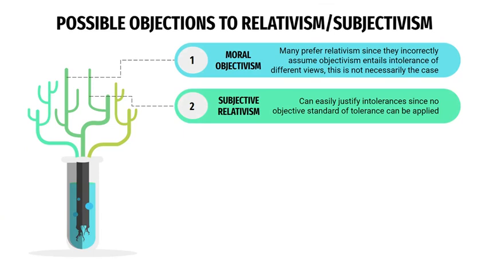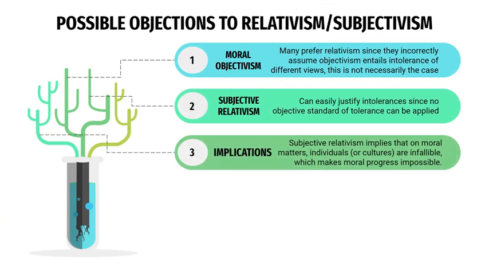Right? I mean, if we're going to be subjective relativists, it's easy to justify intolerances since no objective standard of tolerance can be applied. But again, we run into problems if people are coming at ethics with quite a few different views. And furthermore, if we're dealing with people who think that violence against others is permissible, that's going to have real problematic implications for trying to figure out how society should function, right?